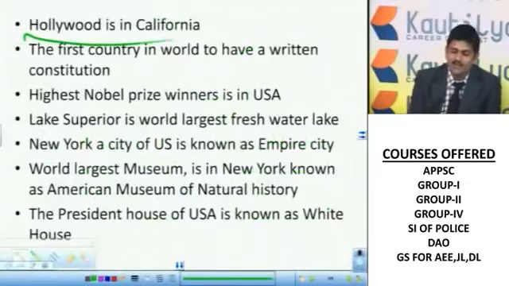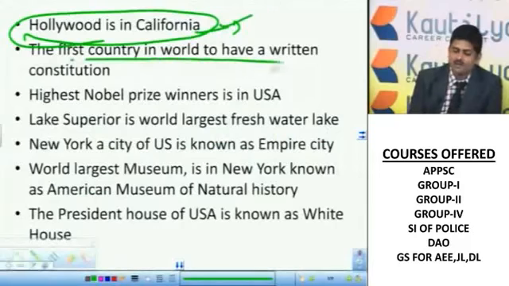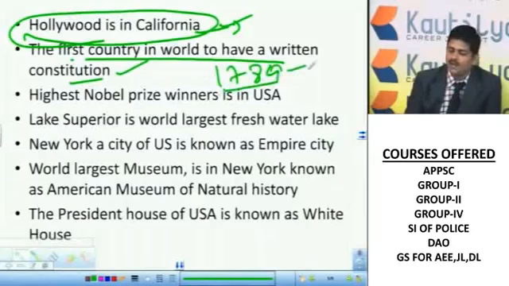Hollywood is in California. It's a very popular film studio. We call that Hollywood studio. It is there because it exists in California, a state of the USA. Next, the first country in the world to have a written constitution. In 1789, America got a written constitution.